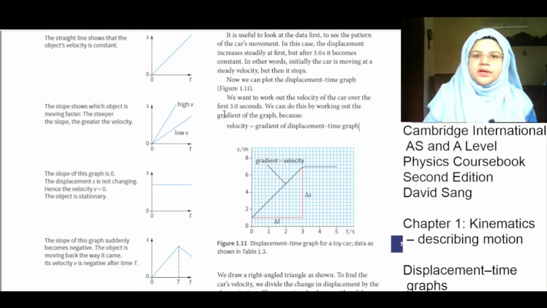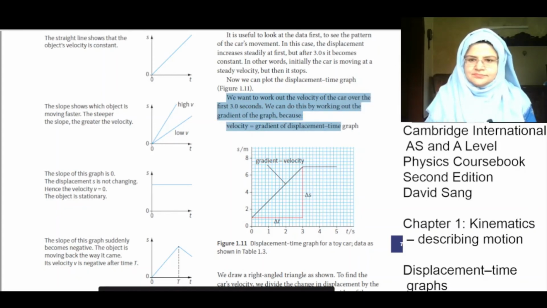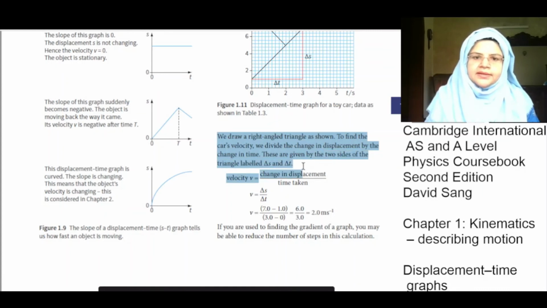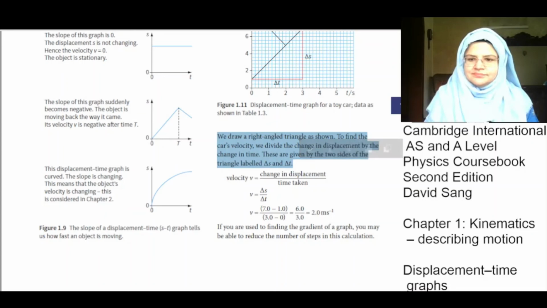We want to work out the velocity of the car over first 3 seconds. We can do this by working out the gradient of the graph, because velocity is equal to gradient of displacement time graph. We draw a right triangle as shown. To find the car's velocity, we divide the change in displacement by the change in time. This is given by the two sides of the triangle labeled delta S and delta T.